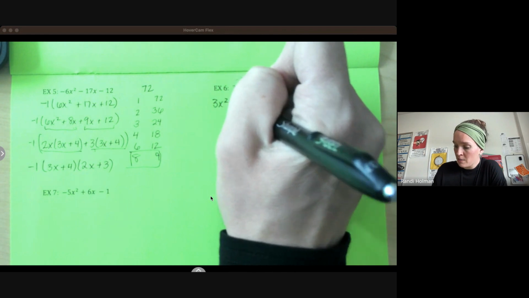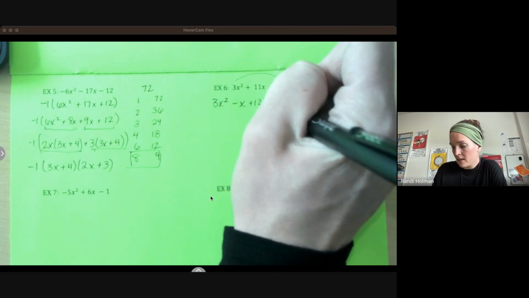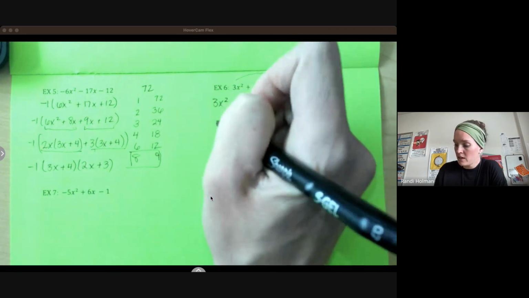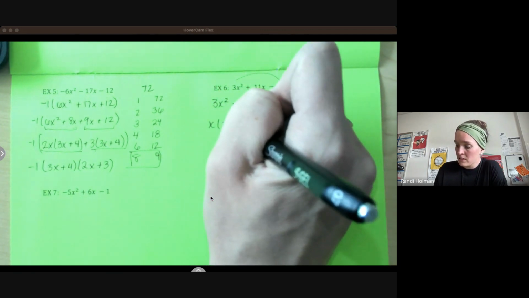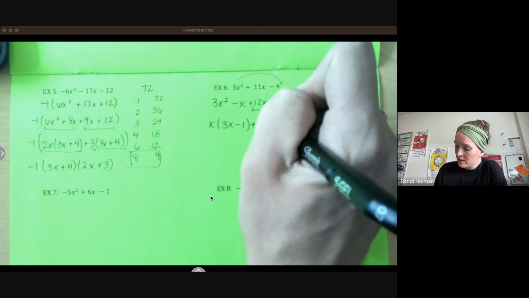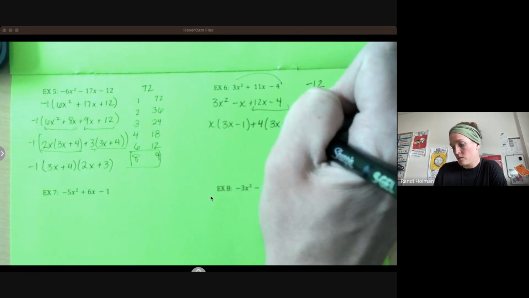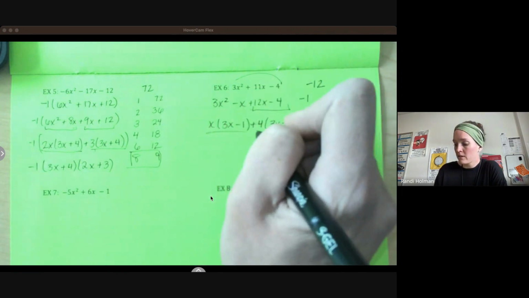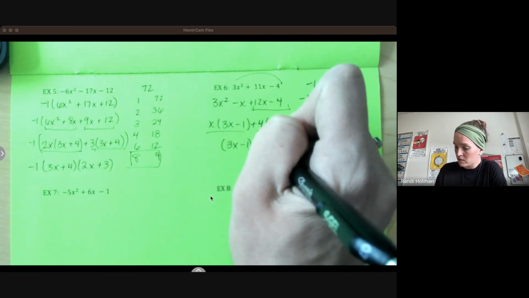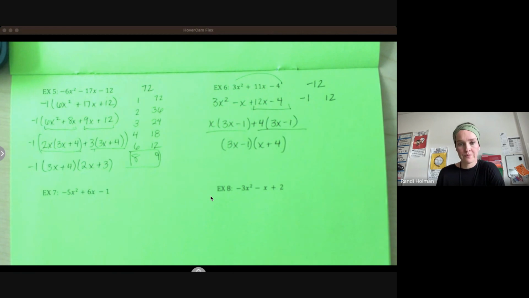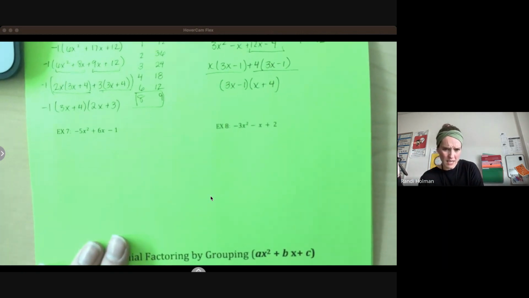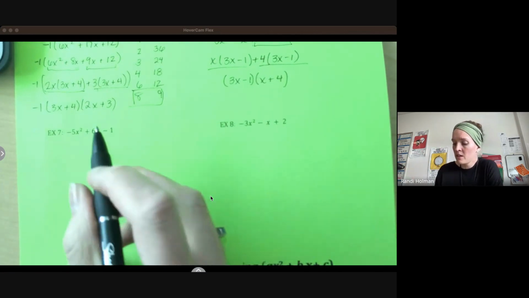3x squared minus x plus 12x minus 4. Okay, greatest common factor here is x: 3x minus 1. Greatest common factor here is 4: and 3x minus 1. Greatest common factor here is 3x minus 1, and we're left with x plus 4. Okay, hopefully these are coming a little easier. If you're good to go, try these next two on your own and then come back to check your answers.